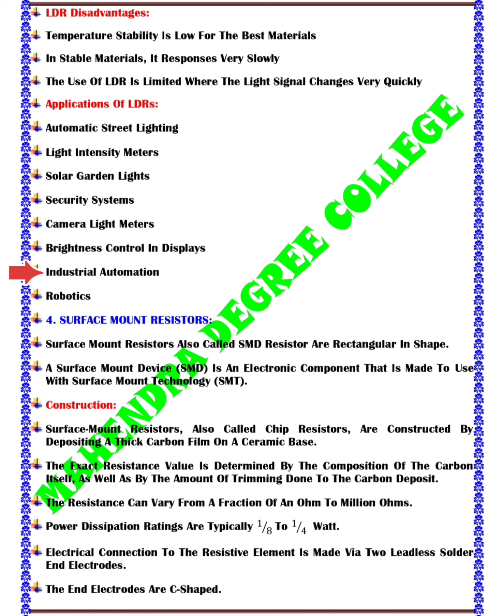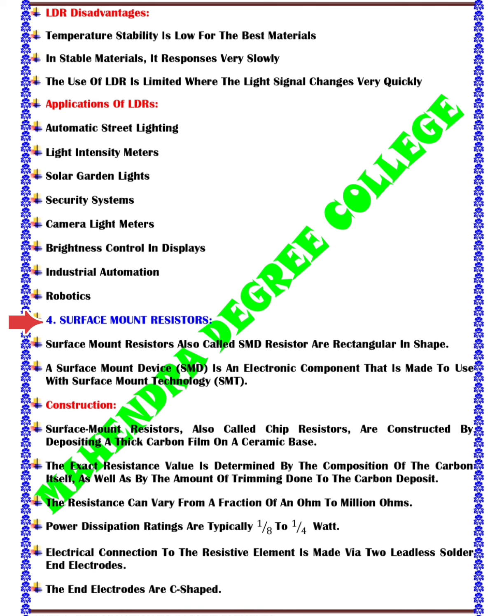Seventh one, industrial automation. It means used in manufacturing for detecting light-related conditions, such as product presence or alignment on conveyors. Eighth one, robotics. It means LDRs assist robots in detecting light sources, enabling behaviors like line following or navigation toward or away from light. Next, we discuss the surface mount resistors.